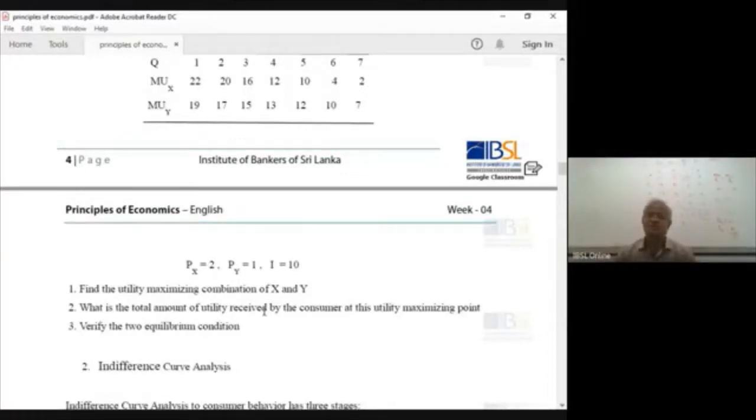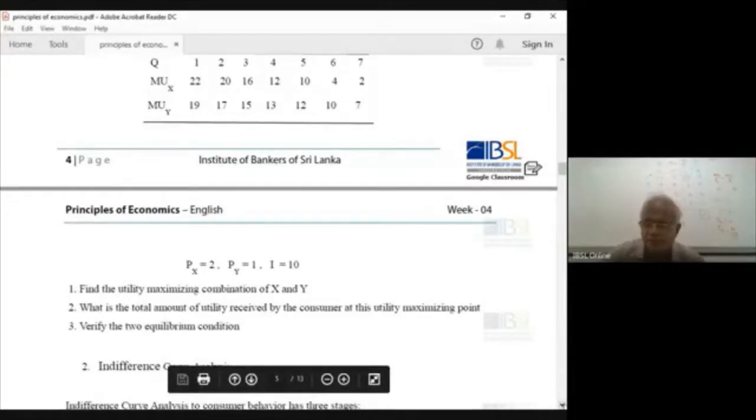No savings, no borrowings. He is a highly contented person. In a normal economy, people either save or dissave or borrow. But in this model, a very highly unrealistic model assumption, we assume the consumer spent all his income to buy these two goods. He has income 10 rupees. He spent all these 10 to buy this utility maximizing combination, 2 of x and 6 of y. Right.